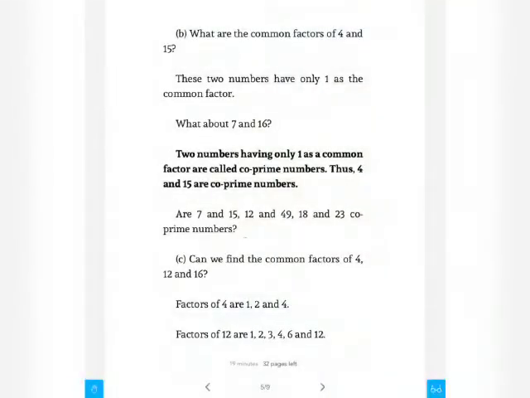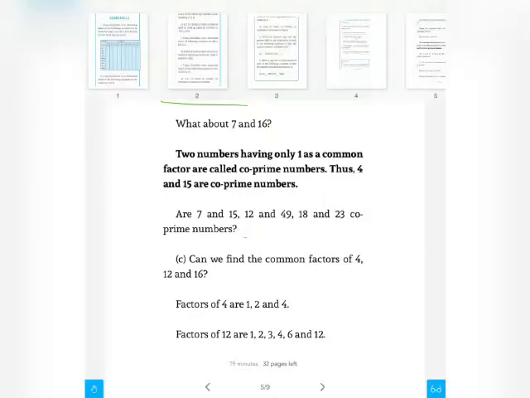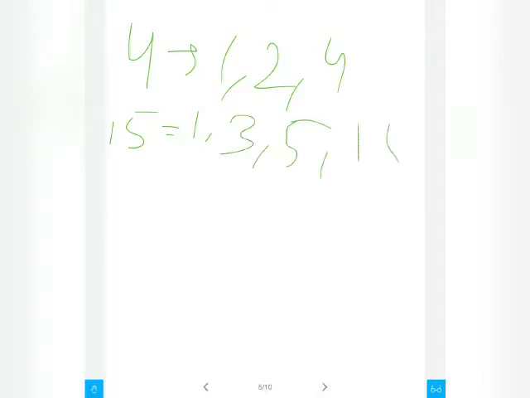Now let's come to the next question, that is, what are the common factors of 4 and 15? These two numbers have only 1 as a common factor. Let me explain on a fresh page. The factors of 4 are 1, 2 and 4 itself. But what are the factors of 15? 1, 3, 5 and 15 itself. So how many factors are common in both the numbers? Only 1.